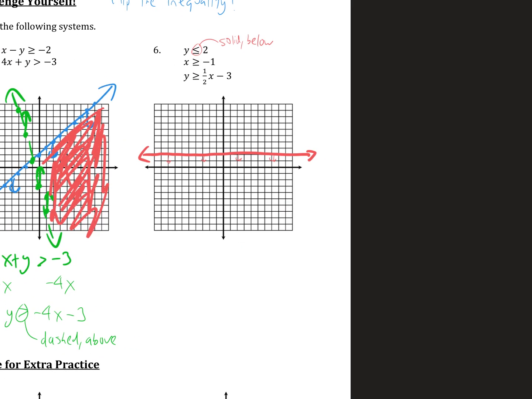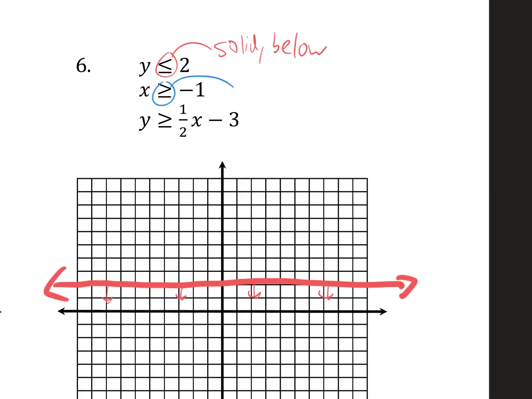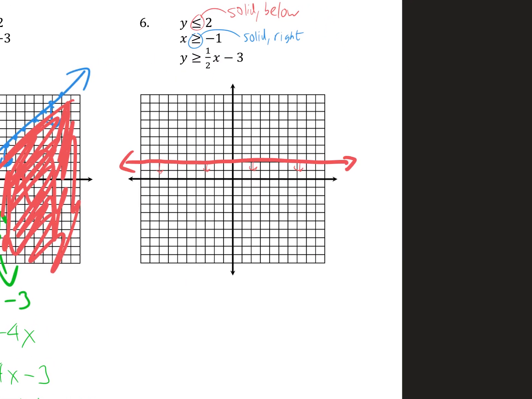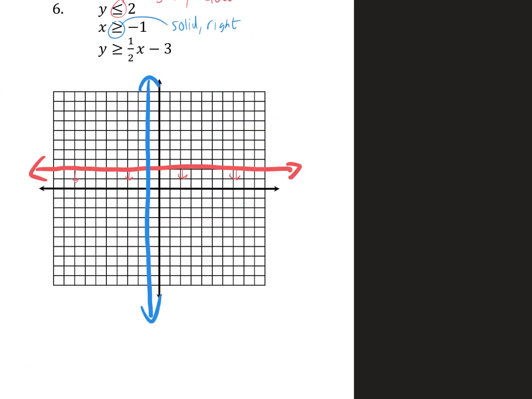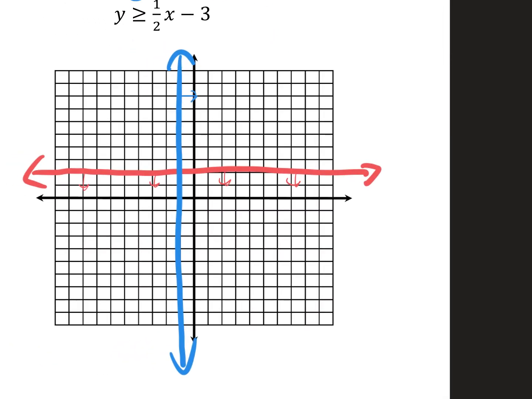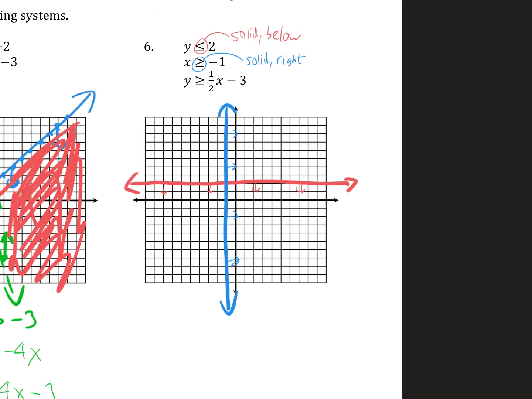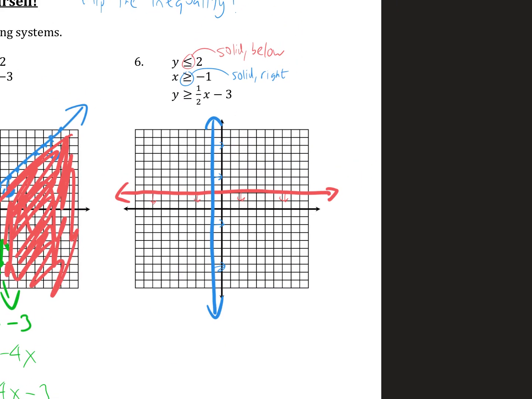All right, next one we have is x is greater than or equal to negative 1. That is going to be a solid line again. It's shaded to the right because it's a vertical line. So now we do a vertical line through negative 1. We are shading to the right, draw some little arrows to the right. Okay, so now we're in the bottom right of these two graphs here. Then we have this one here.